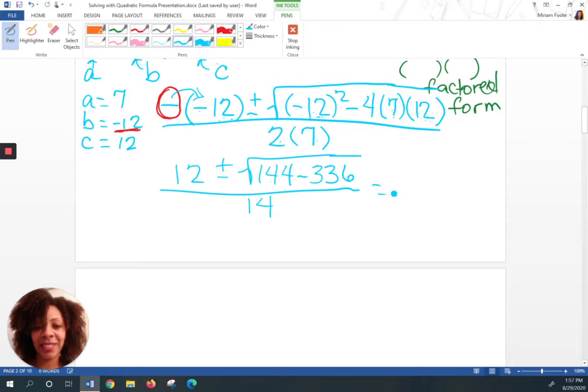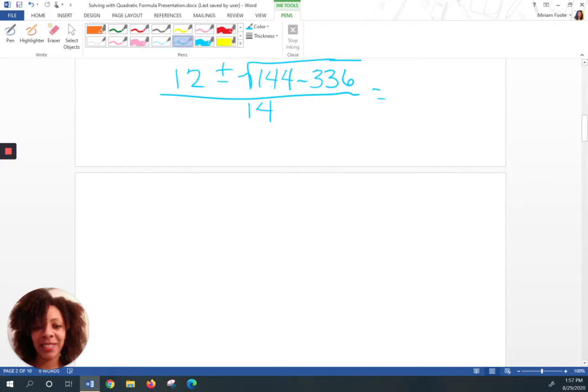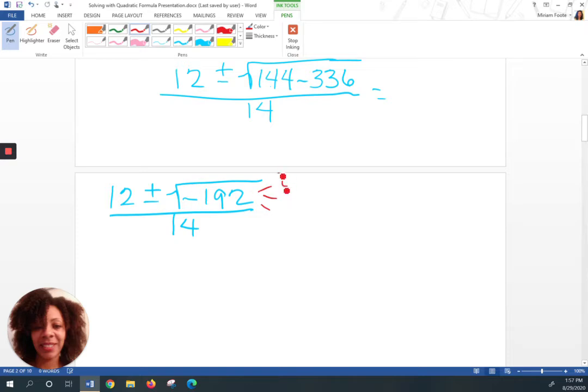And then I'm going to go on to the next page to continue simplifying. And I end up with 12 plus or minus, and inside of my radical, I have 144 minus 336, which is a negative 192. And I divide this by the 14. We're going to go back to what we learned about simplifying radicals. If you have a negative sign, you automatically have an i that will come out.